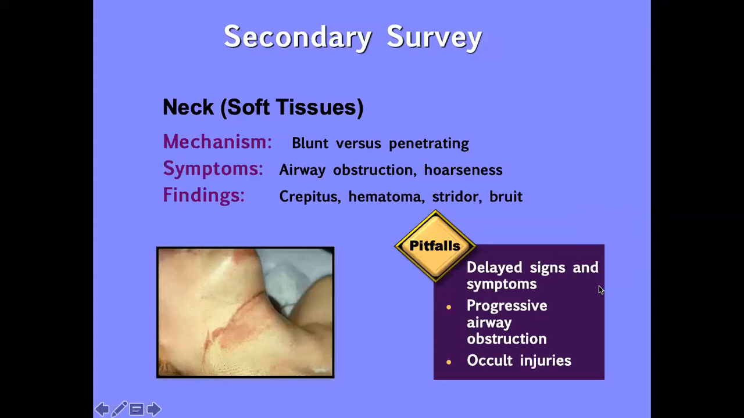Okay. Besides this, for the secondary survey of the neck, we have to check the soft tissues over the neck. The patient may have sustained a blunt or a penetrating trauma. The patient may have an airway obstruction or hoarseness, which may be picked up initially. If these are the symptoms, you should leave the secondary survey there and go back to the ABCD component of the primary survey. And then you have to look for any presence of crepitus or hematoma, whether the patient is having stridor or bruit or difficulty in talking. So that has to be taken as a neck or soft tissue injury.